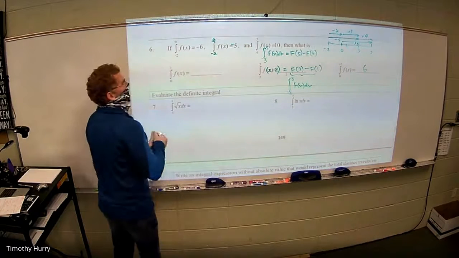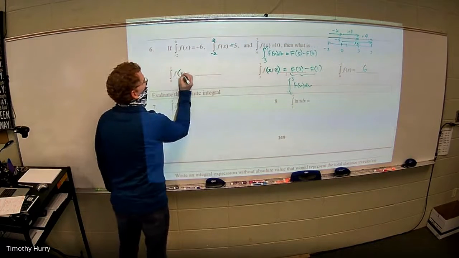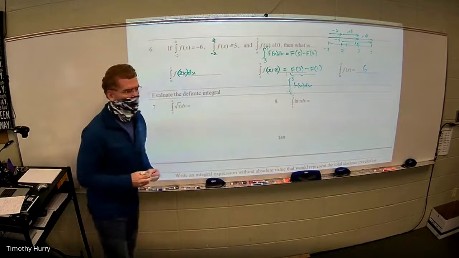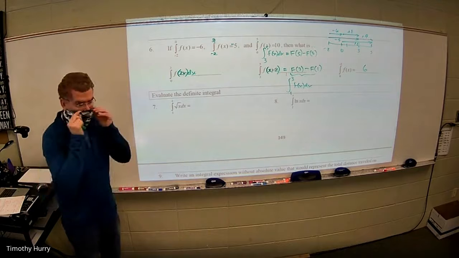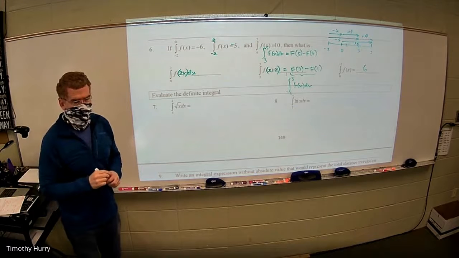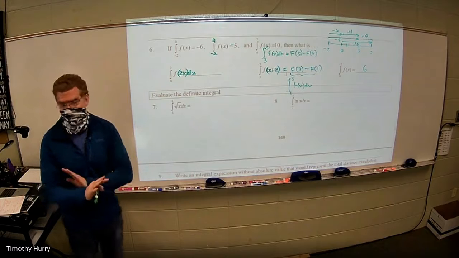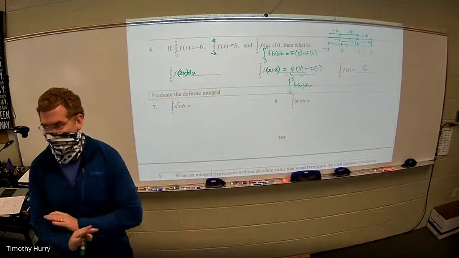What about this? What if instead of having f of x, I had f of 2x dx? Same process. Now, wait a minute. What do I have to do? I have a rule. This is how I use people with u substitution. I just take it for granted.